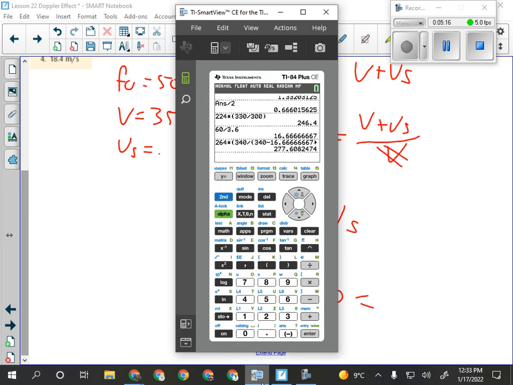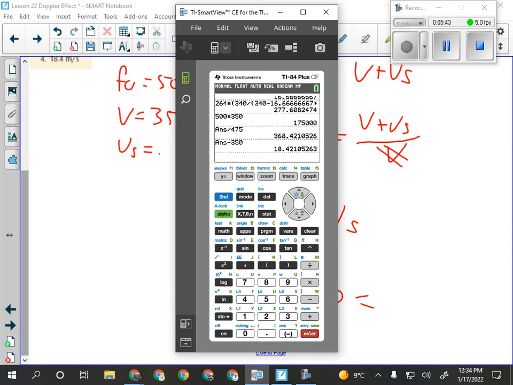So in your calculator, right, 500 times 350 divided by 475 minus 350. Okay, 18.4 meters per second. Okay, like I said, that's as tricky as they're going to get. Solving for Vs is the trickiest manipulation. It's probably a little trickier if the object is approaching, okay?